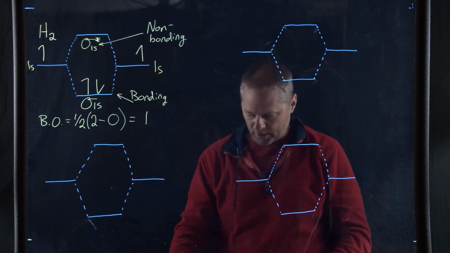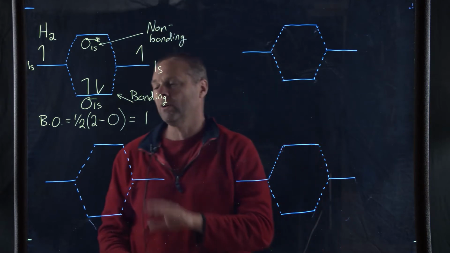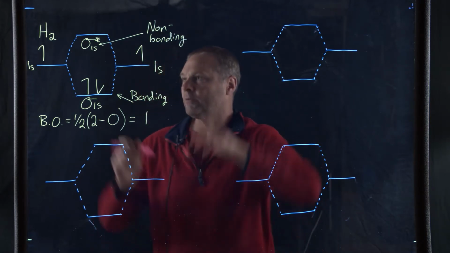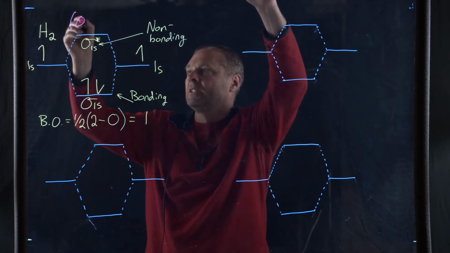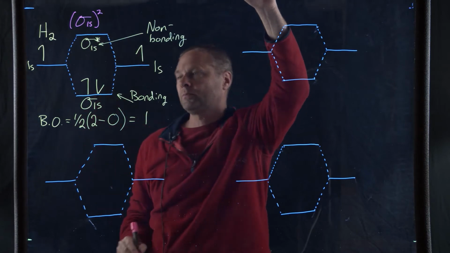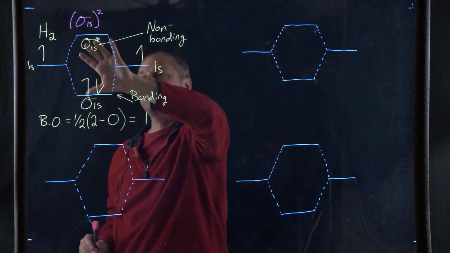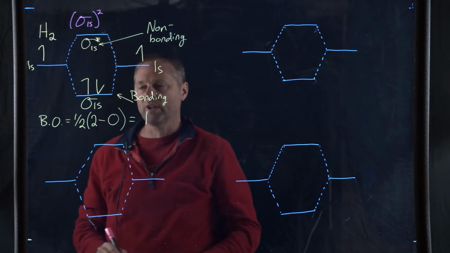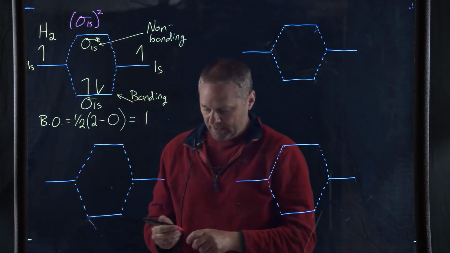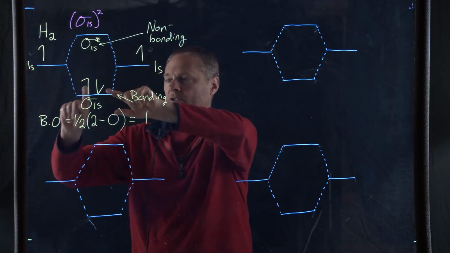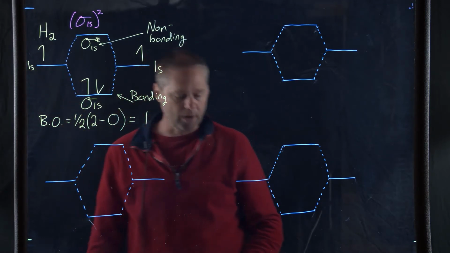Now, there's a shortcut notation for writing molecular orbital diagrams. The shortcut for this would be sigma 1s2. Instead of constantly having to write these molecular orbital diagrams, you can come up with a shorthand notation such as this. Now, we only have 2 electrons here, so we can only put 2 electrons into the molecular orbital diagram.